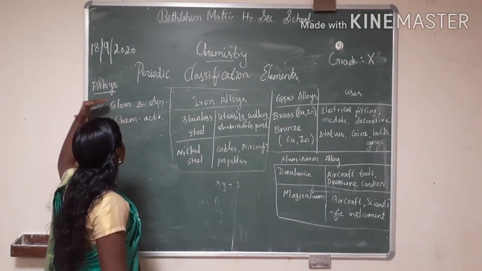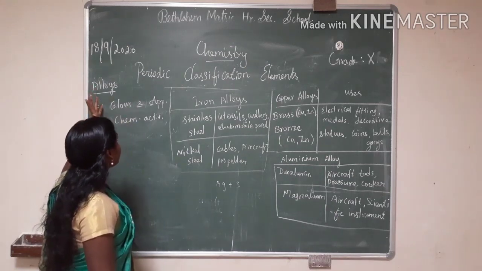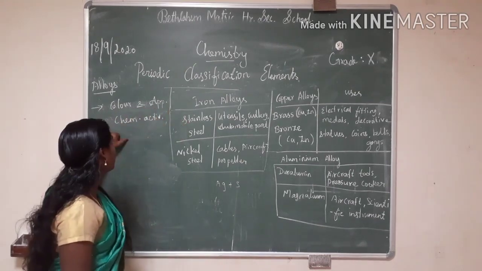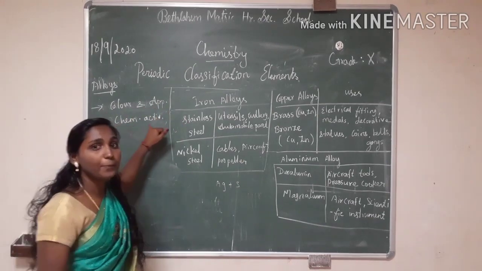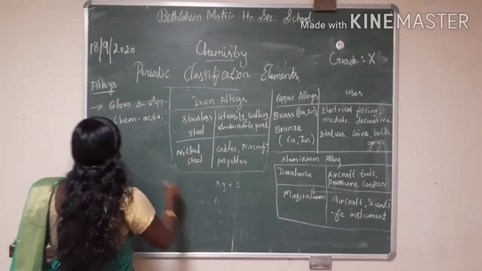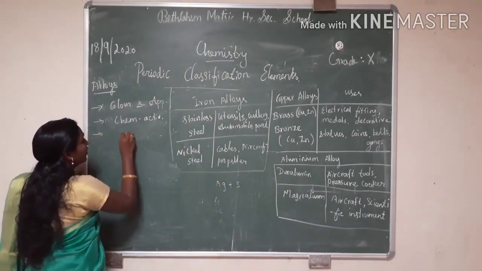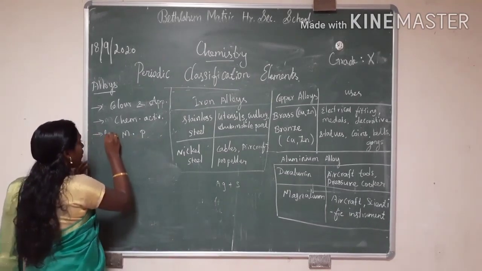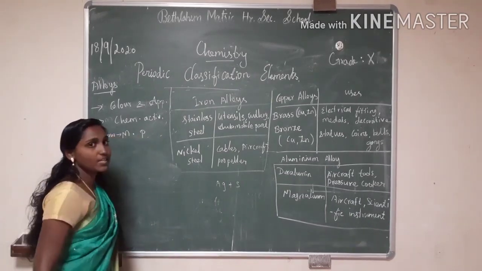So first point, what are the reasons for alloying? First one, to modify the color and appearance. Then second point, to modify the chemical activity. Then third point, to lower the melting point.